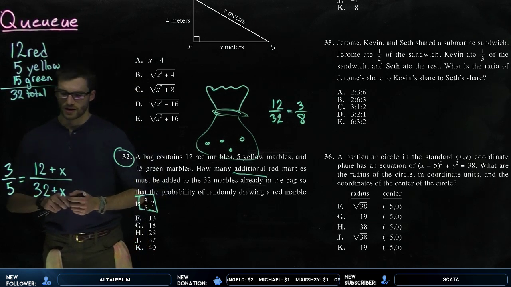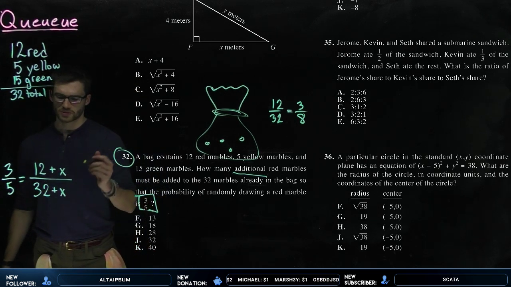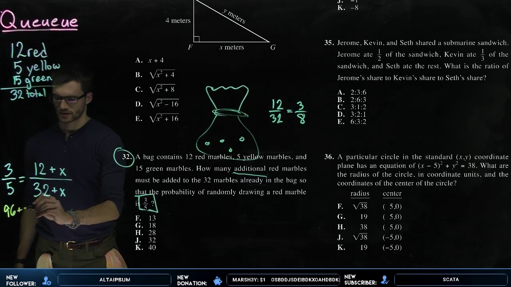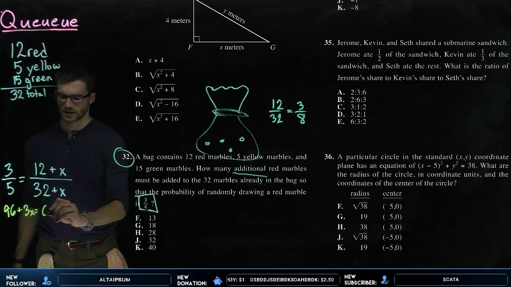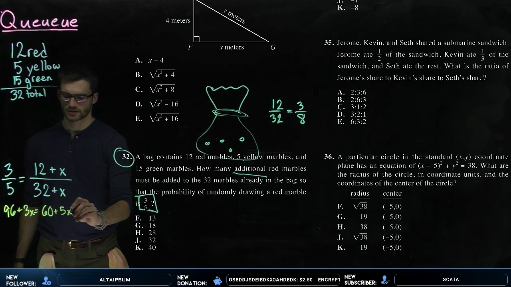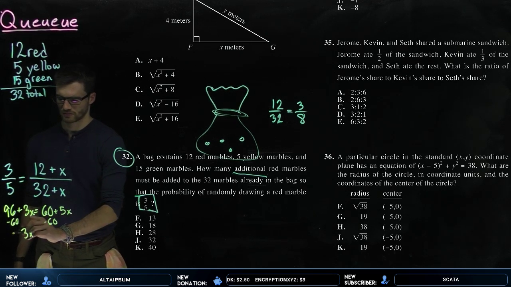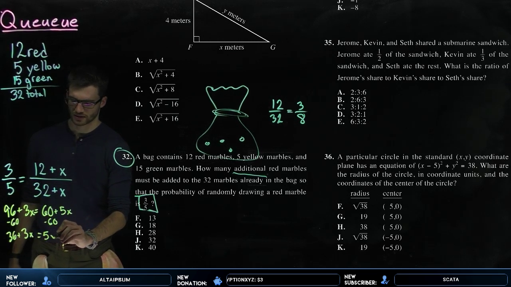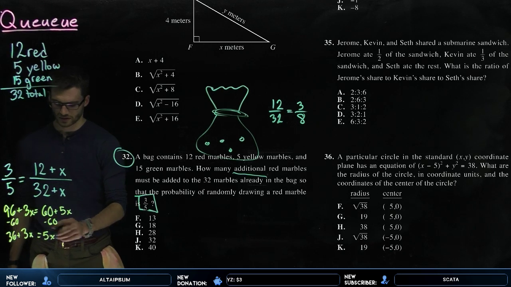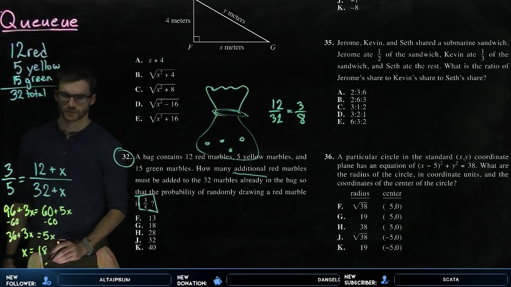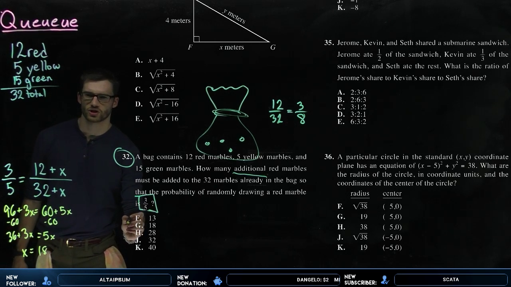Yes. So I'm going to cross multiply here, might as well. So we'll have 96 plus 3x equals 60 plus 5x. Let's subtract 60 from both sides. We have 36 plus 3x equals 5x. So we subtract 3x, divide by 2, and we eventually get x equals 18. So the answer is G.